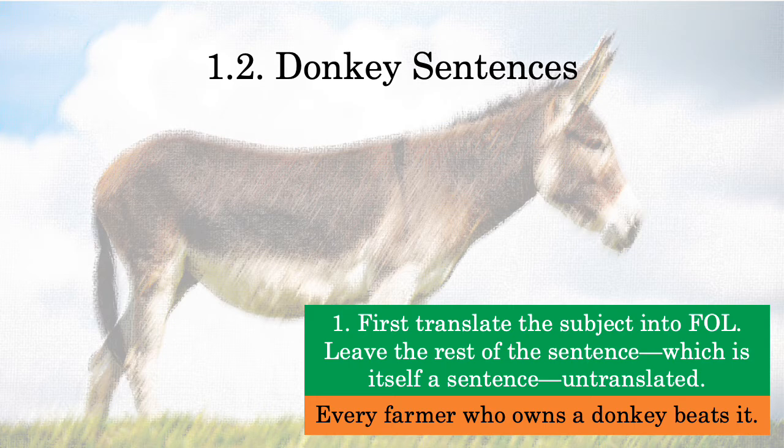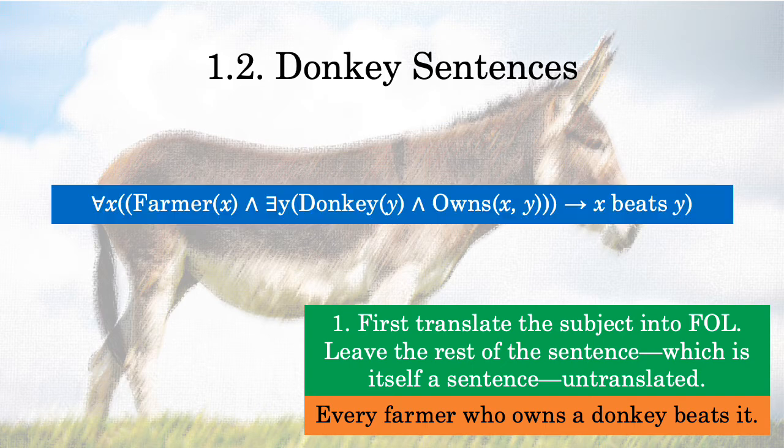Recall that the first step of our method is to translate the subject of the sentence into first-order logic and leave the rest untranslated. So the subject of the sentence is actually every farmer who owns a donkey, so it's quite complicated. But here might be the first way that you think to translate it. For all x, if x is a farmer and there exists at least one y such that y is a donkey and x owns y, then x beats y.